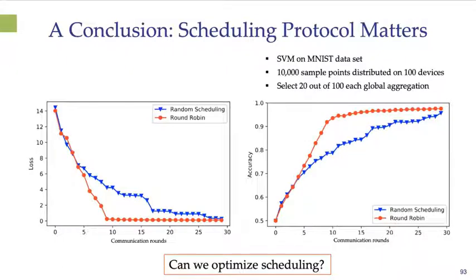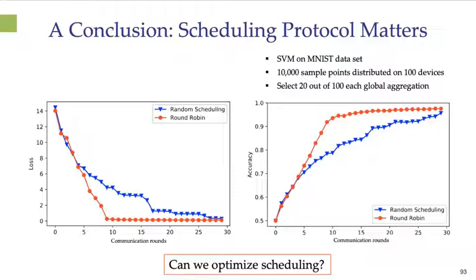I'll just show here some actual machine learning results just to underscore the fact that the scheduling protocol matters. So this is looking at a case where we're training a support vector machine on MNIST data, which is handwritten character recognition data. You see the parameters here, 10,000 sample points on 100 devices. And at each time, we're going to be able to select 20 for aggregating. On the left, we're showing loss, which is, I think, mean squared error. On the right, we're showing accuracy, which is percent correct.